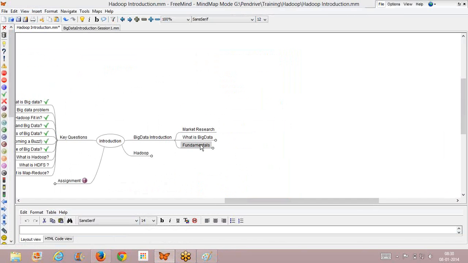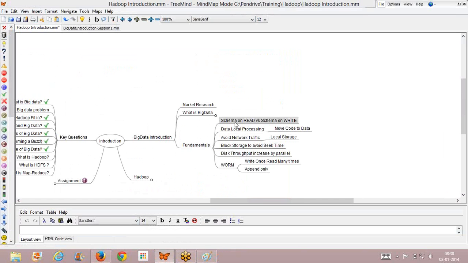Okay, so let me go back to the fundamentals. Schema on read versus schema on write. So I hope this is clear. Data local processing: move the processing as close to the data. Avoid network traffic. Clear? By moving local storage, do block storage to avoid local seek time. Okay, so this we didn't cover and this we didn't cover. So there are two things which we have not covered. So let's take a few of these things. So disk read through parallel.